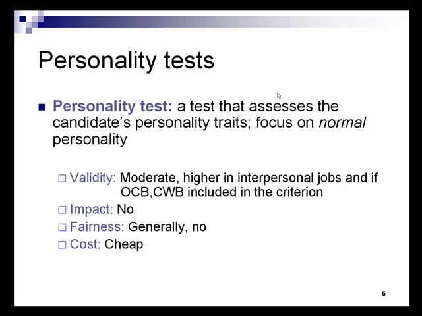that require high level of interpersonal skills, those jobs that see a lot of people that have the ability to demonstrate what we call organizational citizenship behaviors, or OCBs, but also counterproductive work behaviors, or CWBs, included in job performance that we're trying to predict.